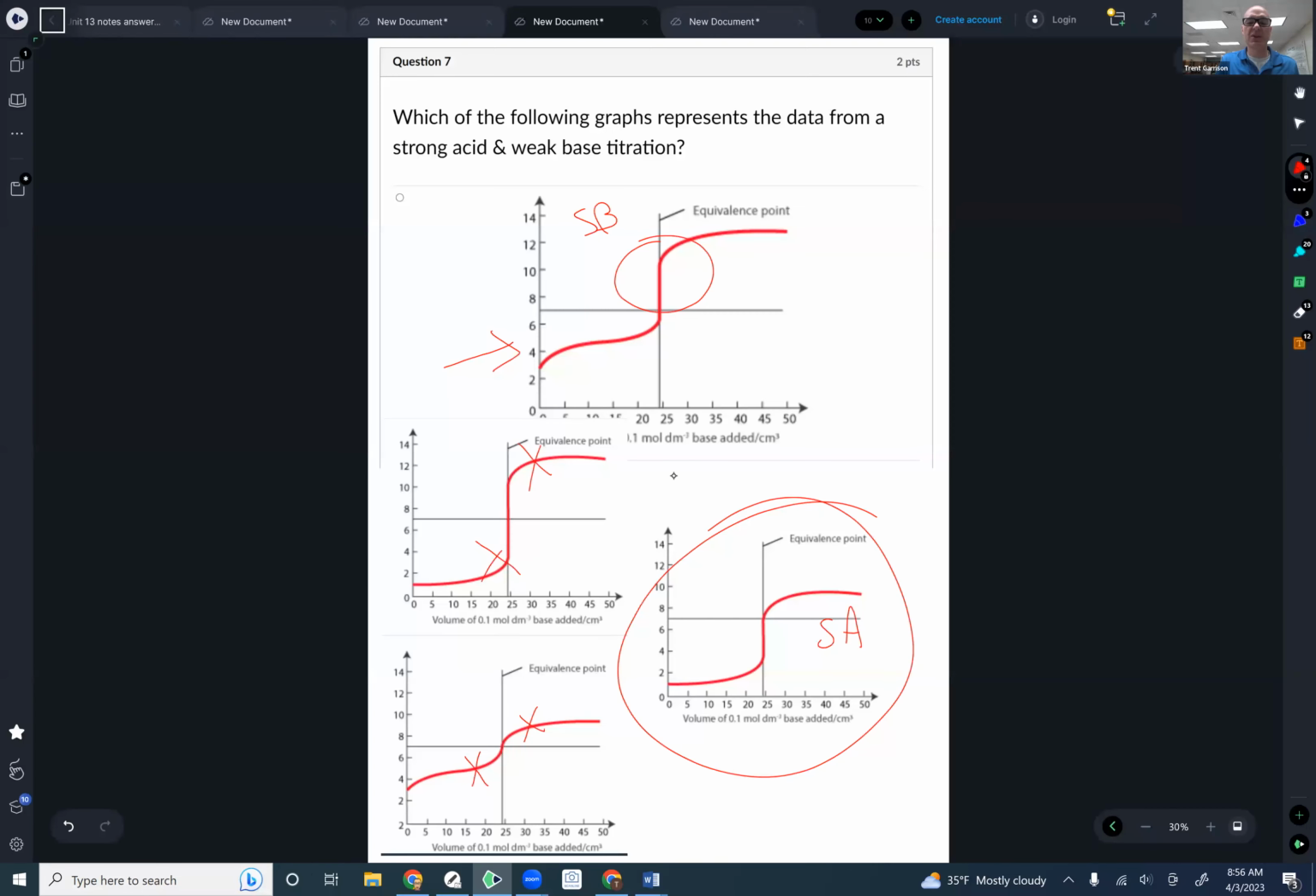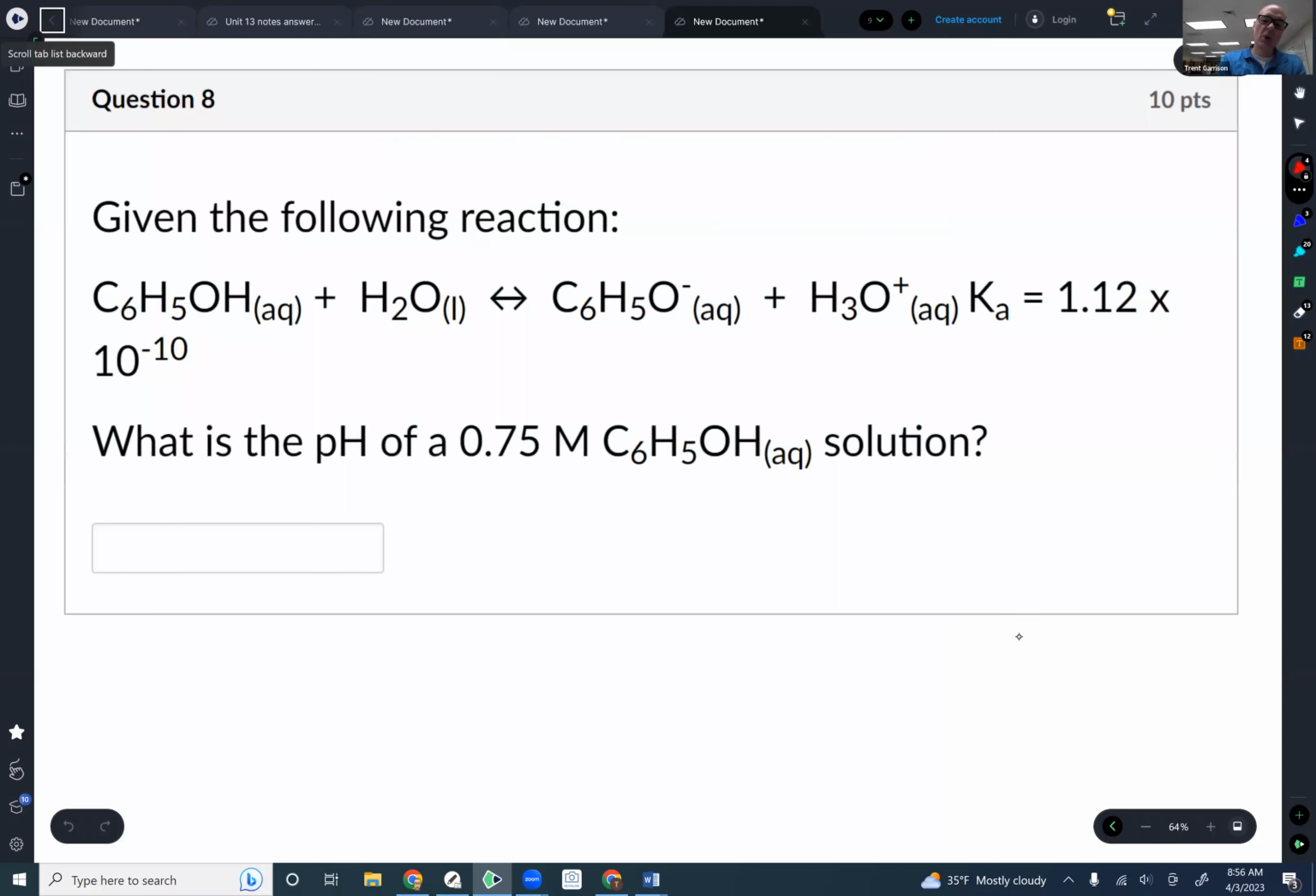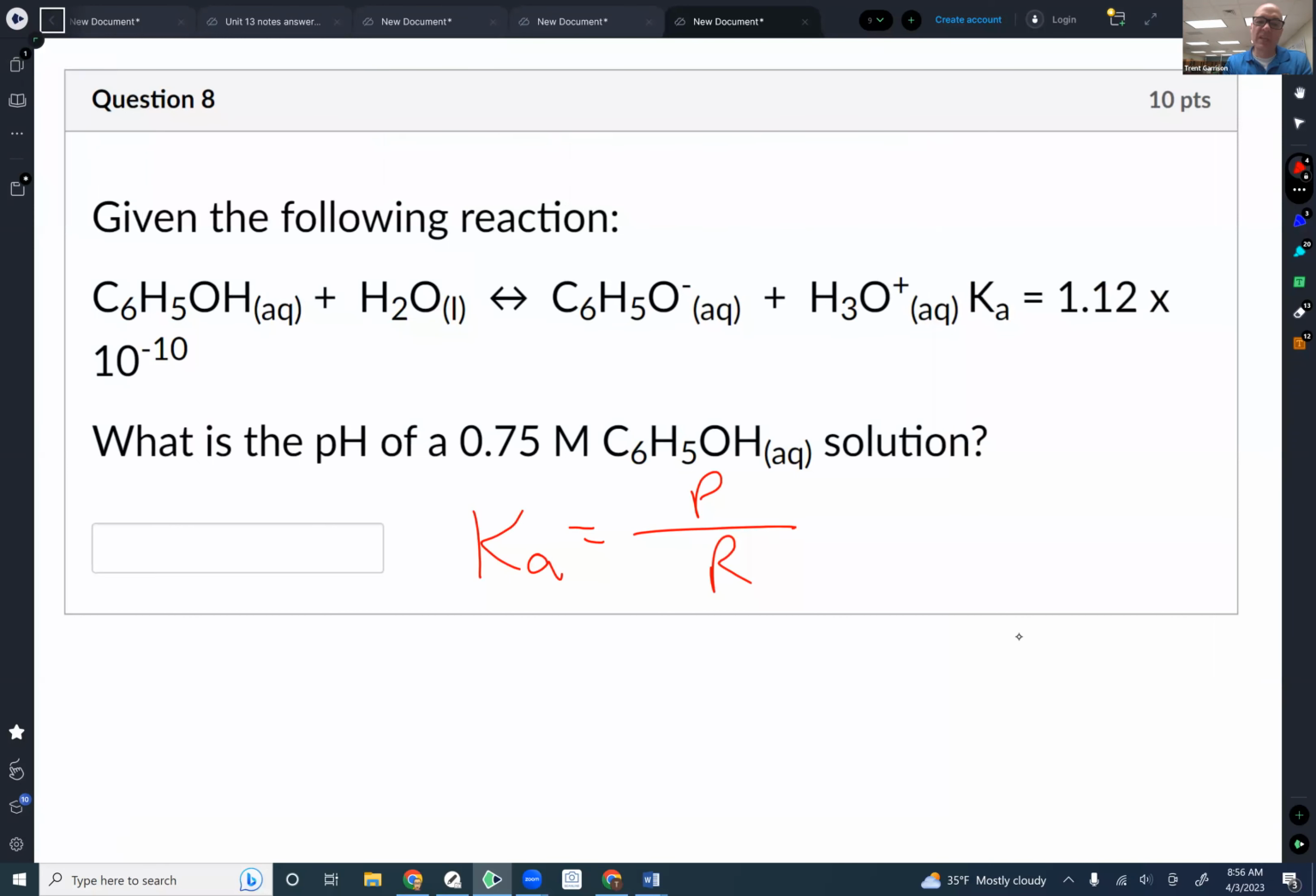All right, and last question. On this one, what we are going to have to do is utilize our Ka value to try and figure out what the correct pH is. So how we do this is we're going to first utilize Ka as equal to products over reactants. Now, in this case, my reactant is the 0.75. I don't have a product value given to me.